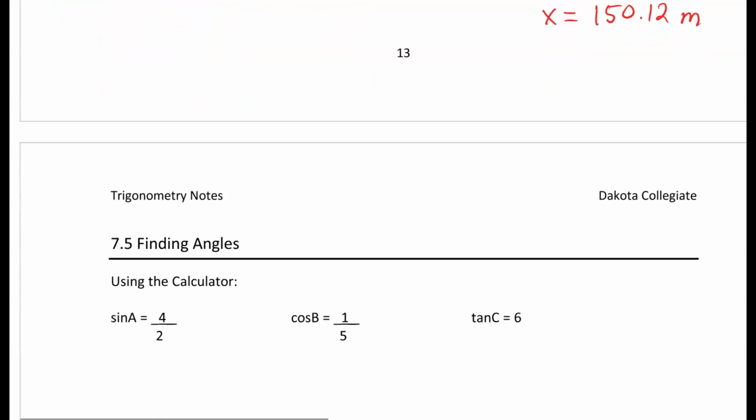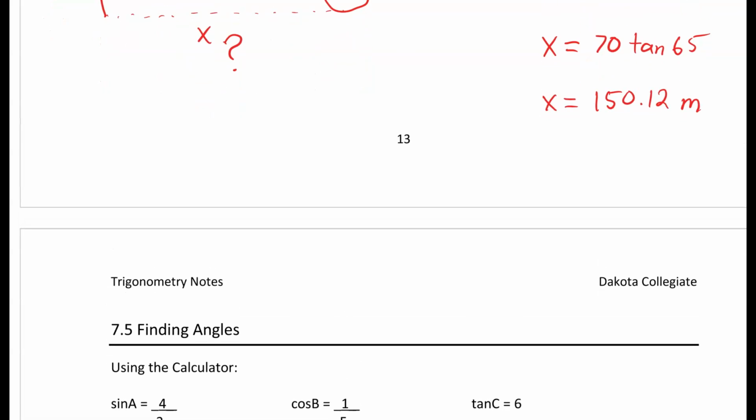Now, that'll finish it up for our tangent ratio, and our next lesson we're going to be looking at is finding angles. So if you have any questions, please make sure you send me a message on Teams.